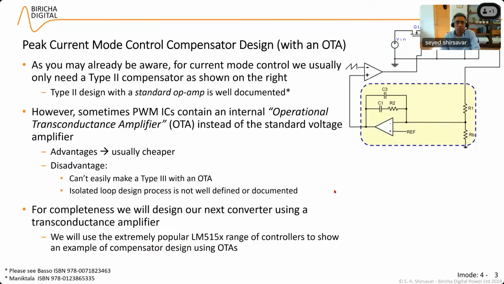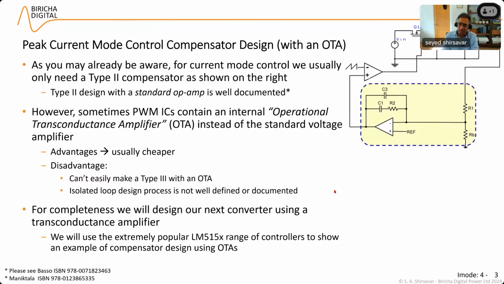For peak current mode control in particular, we need a type 2 compensator. We have covered this many times before. If you are an experienced power supply designer, you already know this. However, sometimes the IC contains an operational transconductance amplifier instead of a standard voltage amplifier, which we just call an op-amp. It's a bit of a mouthful, operational transconductance amplifier. We call it OTA in short.